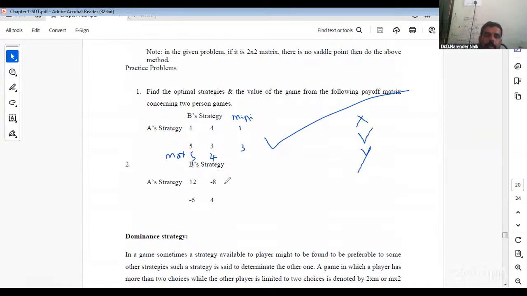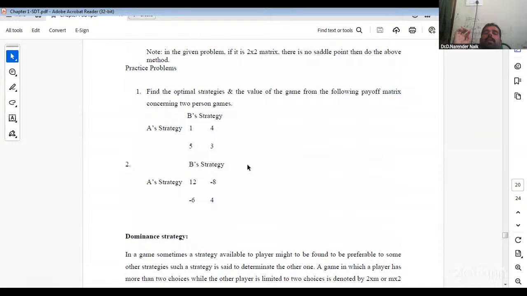Then again one more problem. Minus 8, minus 6, then 12, next is 4. So here also no saddle point. Simply again we have to apply value of x, value of y, and value of v. Okay, this is the procedure. So at this we completed the saddle point and mixed strategy problem.